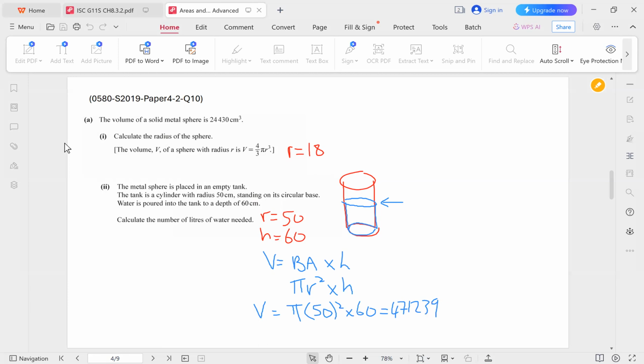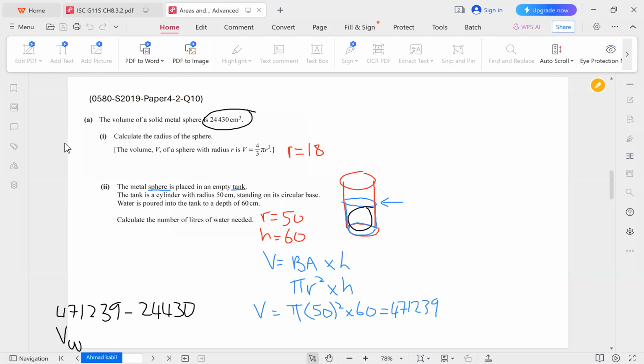However, this is not the actual volume of water or the amount of liters needed, because we are already placing the metal cylinder, or the metal sphere, excuse me, in the tank. So this volume is two things together, the water and the metal sphere. So we need to subtract the volume of the metal sphere from the answer in order to get only the amount of water needed. So the answer would simply be 471,239 minus 24,430. This would be equal to the volume of water.